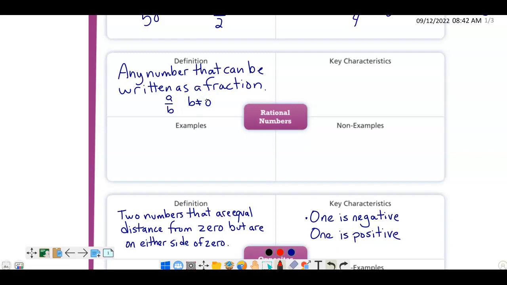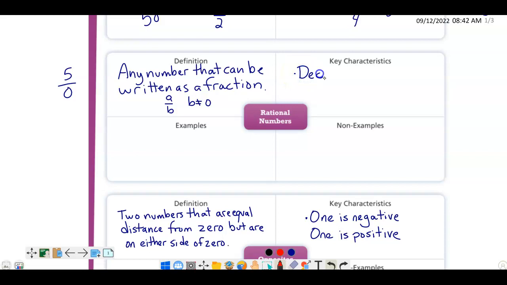It just doesn't work. Even if you put it in a calculator, put in 5 over 0, 5 divided by 0. That's a division symbol. If you were to do 5 divided by 0, your calculator would say, no, can't do it. That's not a number. Key characteristics of a rational number: can be fractions, decimals.